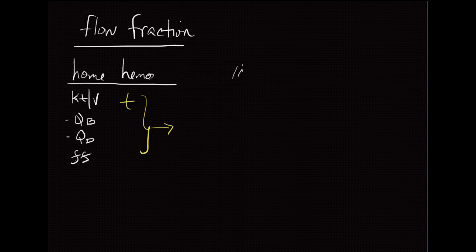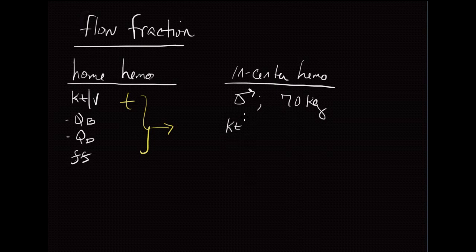So let's put an in-center patient here. An in-center hemo patient. His basic demographics are as follows. He's a man, and he's 70 kilograms. We're going to say the Kt/V should be about 1.4. That's based on the HEMO study results. We set the blood flow, and generally it's 400 mLs per minute. That's what you see in most dialysis centers.